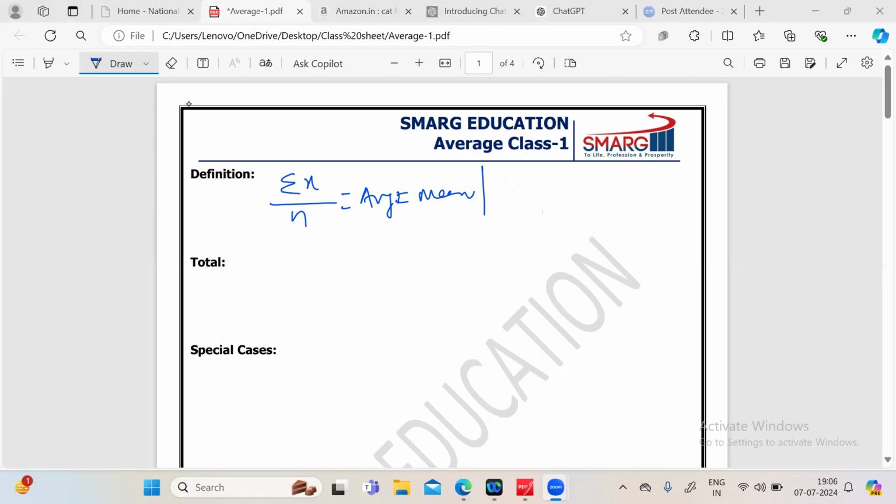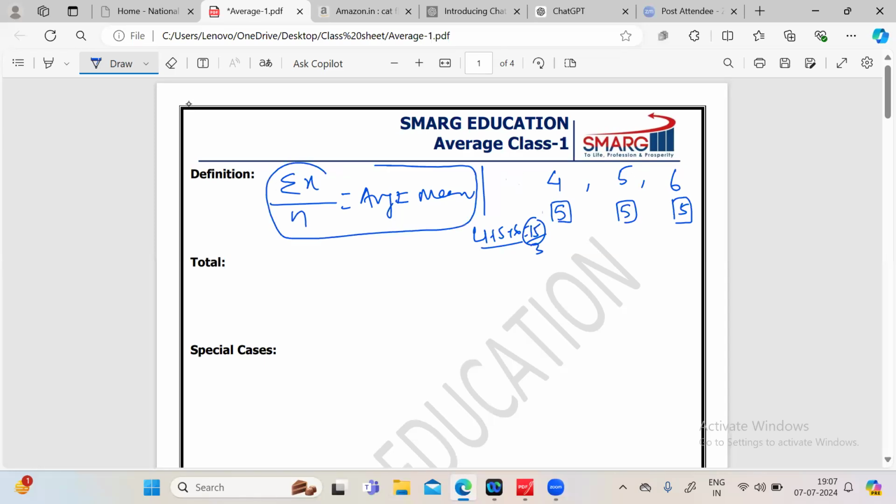Like if you have three numbers, 4, 5, 6. So what I'll do, I'll take all the three numbers together. So it will be 4 plus 5 plus 6, and I'll have 15. And this 15 I'll distribute again in three parts so that everybody gets equal. So it will be 5, 15 by 3. So the formula itself has the definition in it.